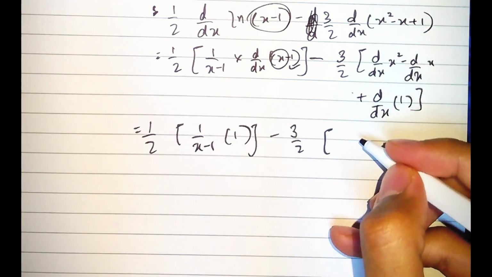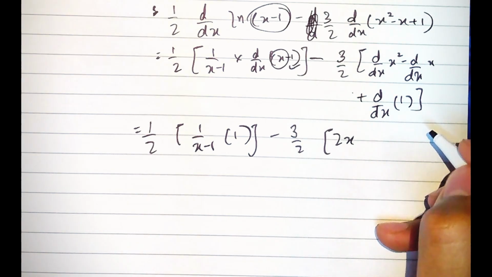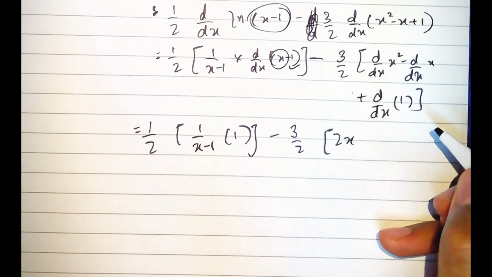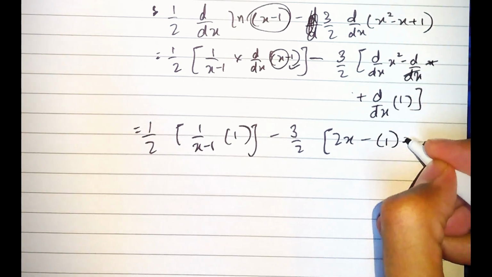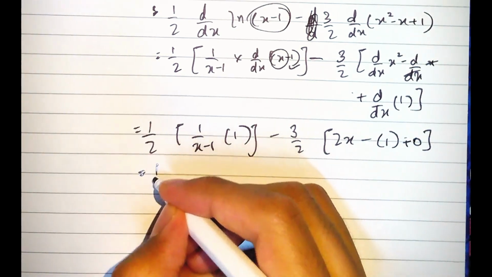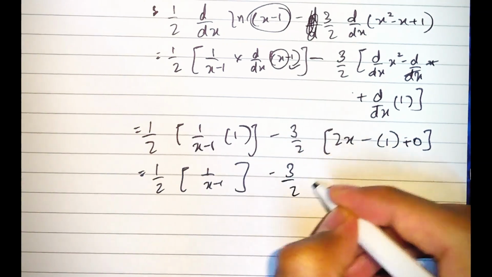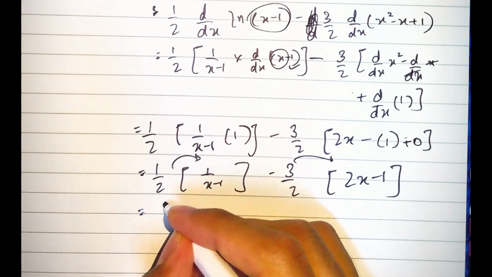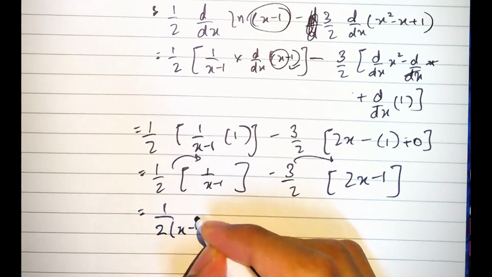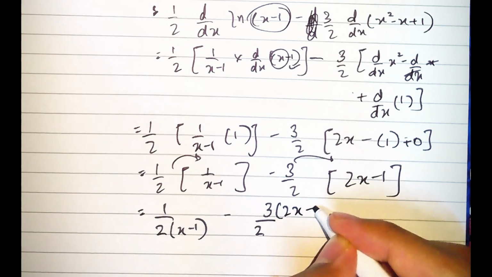Over here the derivative of x square would be 2x, so the power will be separated, then the function x, then the power minus 1, 2 minus 1 is actually 1. We have done these things before. Minus the derivative of x is actually 1, and the derivative of any constant is 0, so we have 1 divided by 2, 1 divided by x minus 1, minus 3 by 2, 2x minus 1. Multiply these things right back into the bracket, so we have 1 divided by 2 x minus 1 in the denominator, minus 3 divided by 2, 2x minus 1 in the numerator.